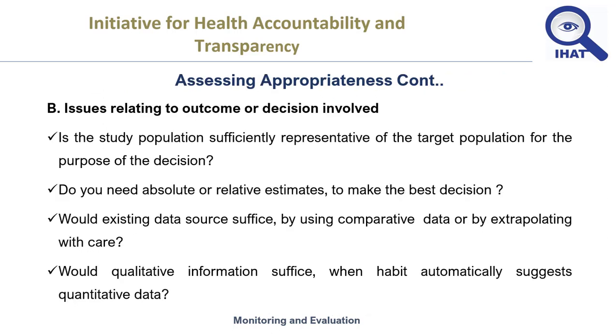You also have to look at issues relating to outcome or decision involved. It includes, is the study population sufficiently representative of the target population for the purpose of decision? Usually, because you will make inference and generalization. Do you need absolute or relative estimates to make the best decision? Could existing data sources suffice by using comparative data or by extrapolating with care? Would qualitative information suffice when habit automatically suggests quantitative data?